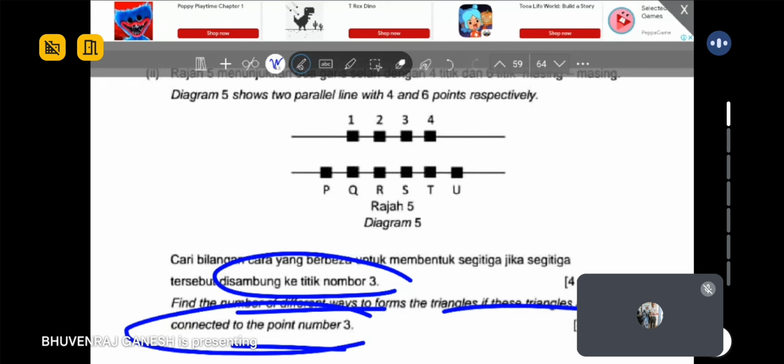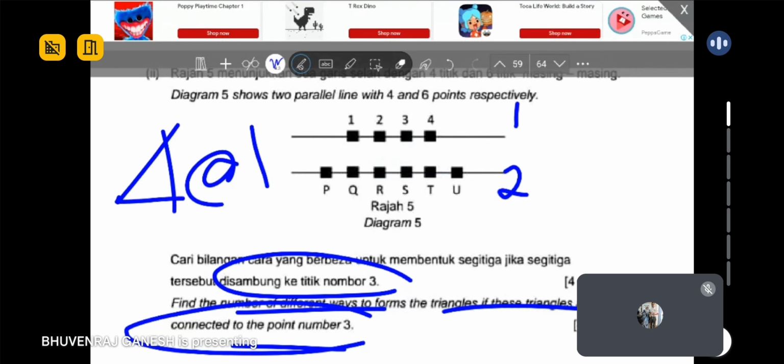Okay, so now you think and see lah guys. Triangle. So how can I form triangle? May I know? Okay, so must connect to point 3. So maybe I can form like this. Okay, I can form like this. Okay, so these are the possibilities lah. Okay, so now first step. Let's say I want 1 vertex on top, 2 vertices down. Okay, triangle you can have 2 ways, right guys? Kamu boleh lukis segitiga 2 cara.